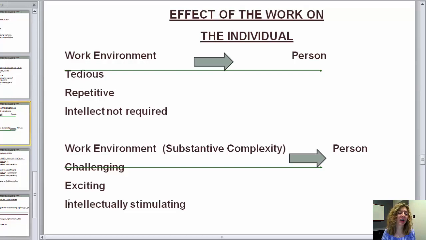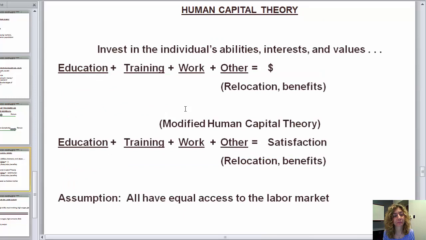Some people are going to love repetitive work and not having to be able to really think, and some people are going to be bored to tears with that kind of a position. So it's really important that we look at that fit or that match in this theory.